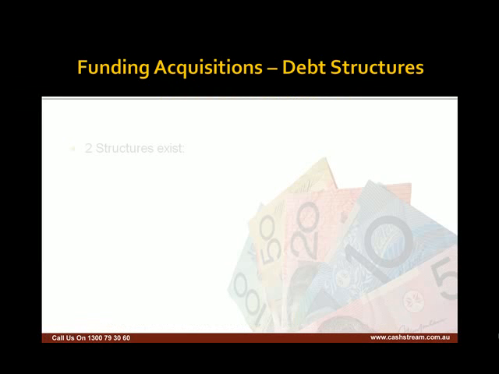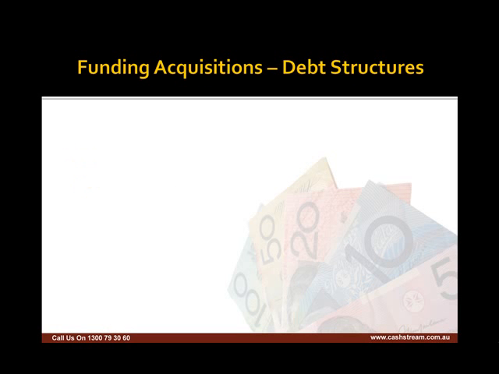In terms of debt structures for debt funding, two structures exist. The first is a multiple of EBITDA. EBITDA is considered as a proxy for cash flow, as this takes into account depreciation and amortization, which are not actually cash items. The second structure is asset-based lending.